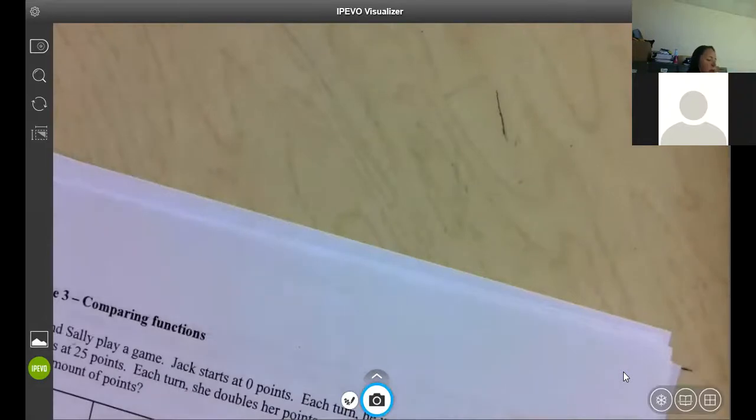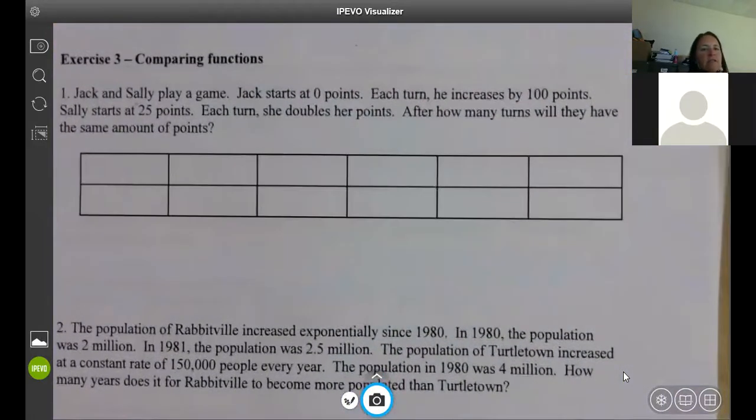All right, comparing functions. These are really, really simple. Jack and Sally play a game. Jack starts at 0 points. Each turn he increases by 100 points. Sally starts at 25 points. Each turn she doubles her points. After how many turns will we have the same amount?